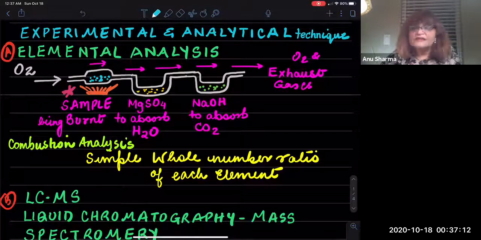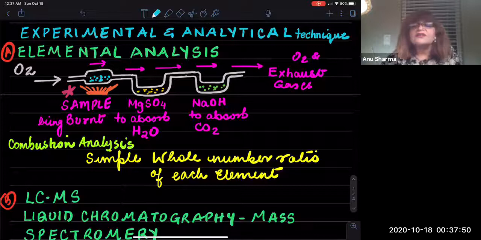Then these two gases, along with the other gases liberated in the combustion, move down the stream to the next chamber. One chamber contains magnesium sulfate, which absorbs water. You take the weight of magnesium sulfate before, then the weight after. The difference in the weights gives you how much water has been absorbed. Where has the water come from? The water has come from the sample when hydrogen itself combined with oxygen. So basically, we are looking at hydrogen in this section.